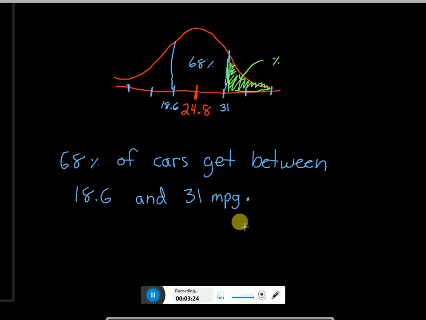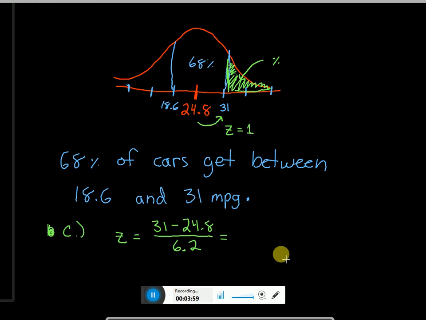What percent is that? The easiest way I'd say is to look this up on our z-score chart. 31 is right here. It's one of the nice numbers they give us. That is a z-score of +1. If you want to double check that, you could always just find the z-score. Z is equal to 31 minus the mean, 24.8, divided by 6.2, the standard deviation, and if you plug that into your calculator you will get a +1.